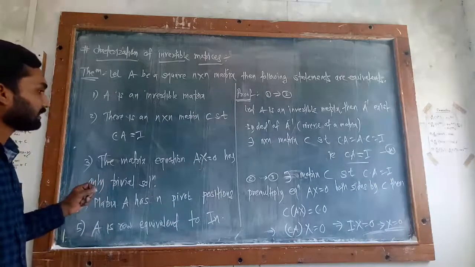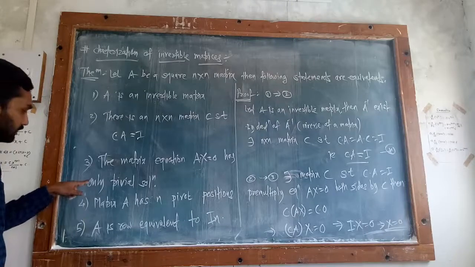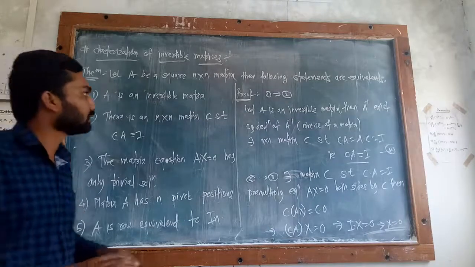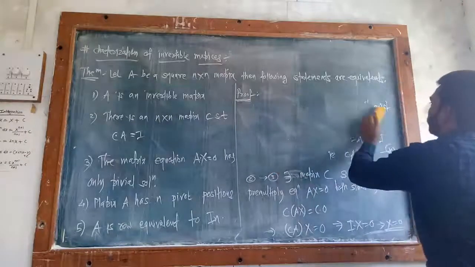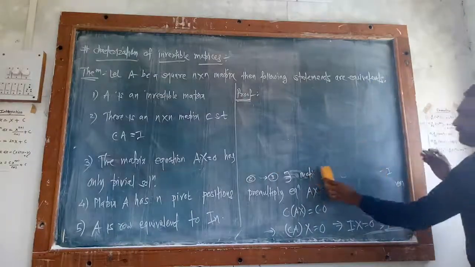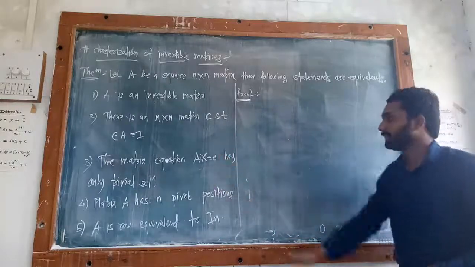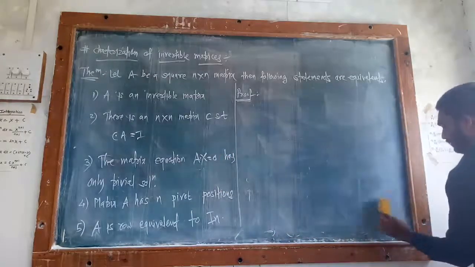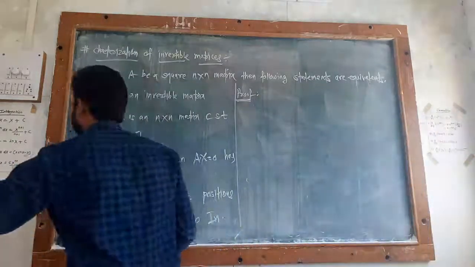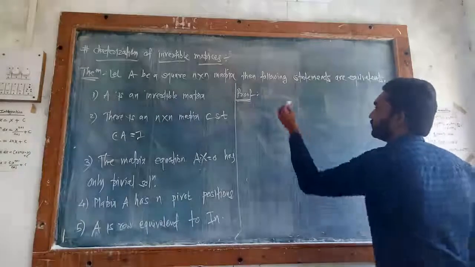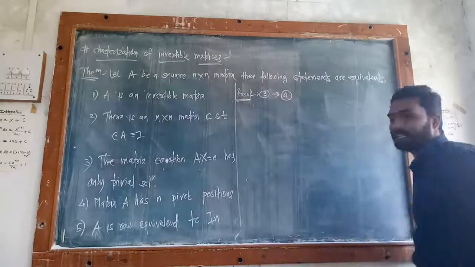Okay. Next part is third implies fourth. Due to space problem, I am erasing this right hand part. This part I do not erase. So next is third implies fourth.